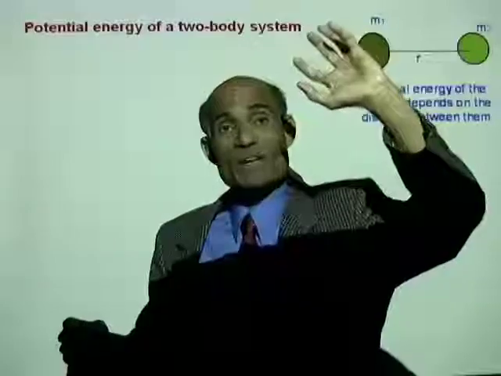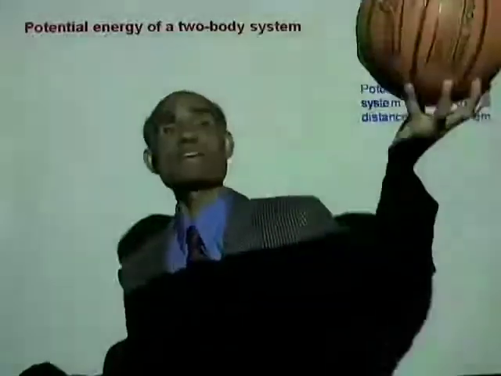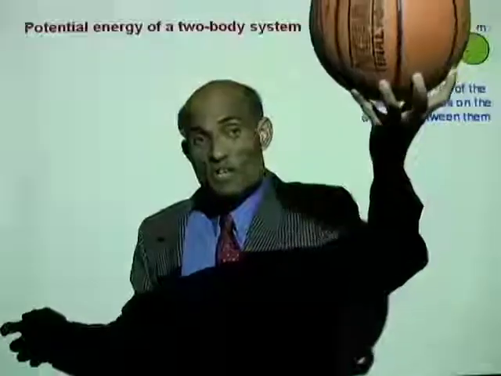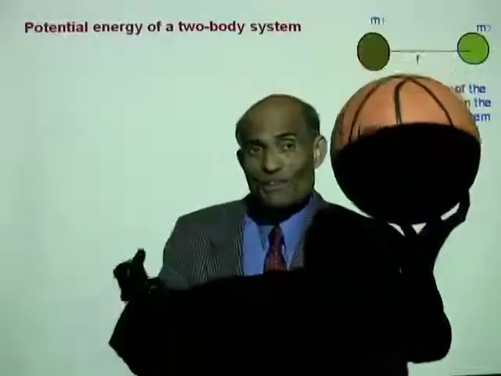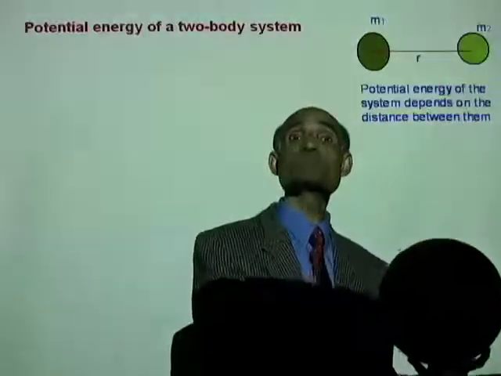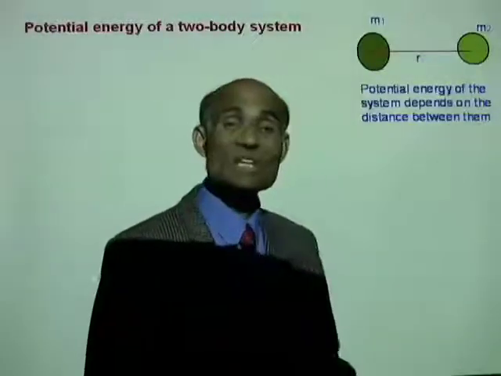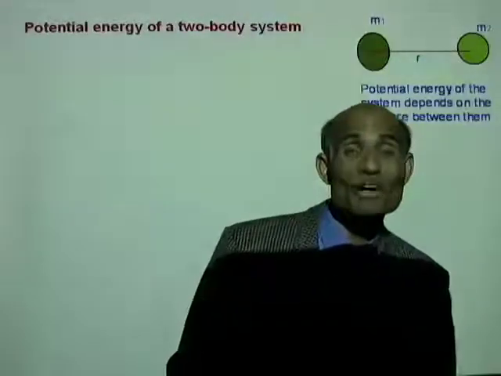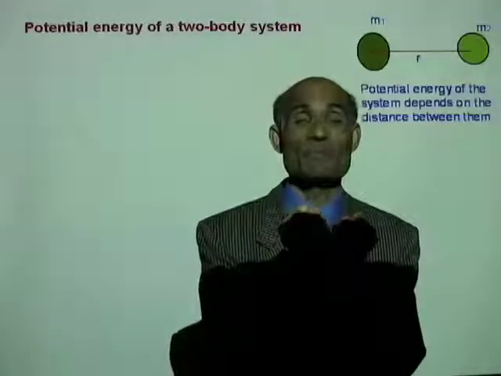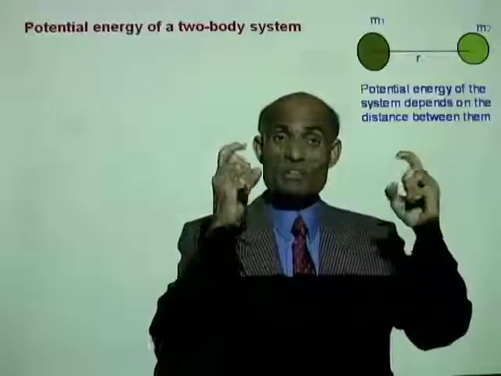If the potential energy of this basketball is zero at infinite distance from the Earth, that means if it is brought back to the Earth, as the distance decreases, its potential energy becomes negative. That means when the ball is sitting on the surface of the Earth, its potential energy is negative. The maximum value of the potential energy of a two-body system is zero.